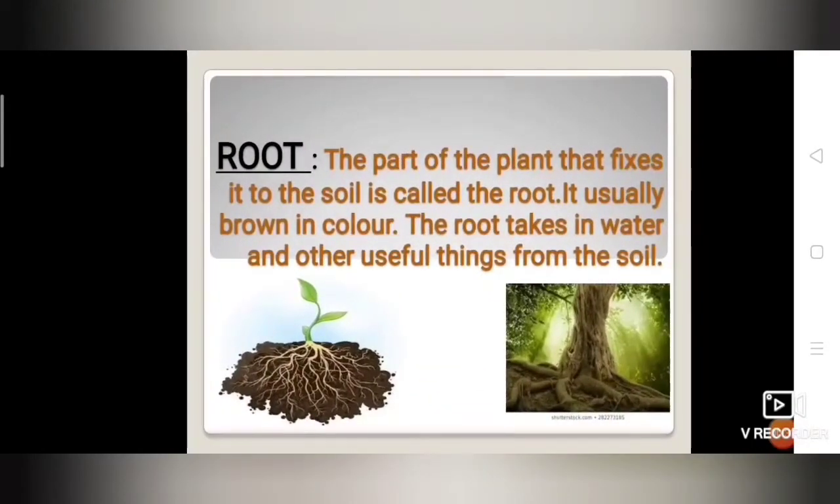And now we are going to discuss a very important part of a plant, that is the root. The part of the plant that fixes it to the soil is called the root. It is usually brown in color. The root takes in water and other useful things from the soil.